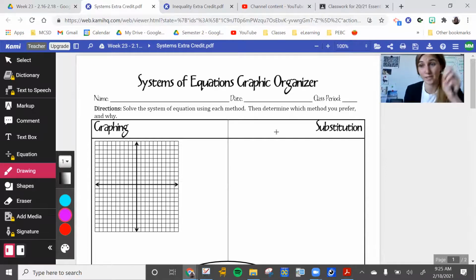If you have any questions, please let me know. This is going to be due February 23rd. That's a Tuesday. If you'd like to come into tutoring on the 18th or on the 23rd and get some help finishing it up, you're more than welcome to do that.